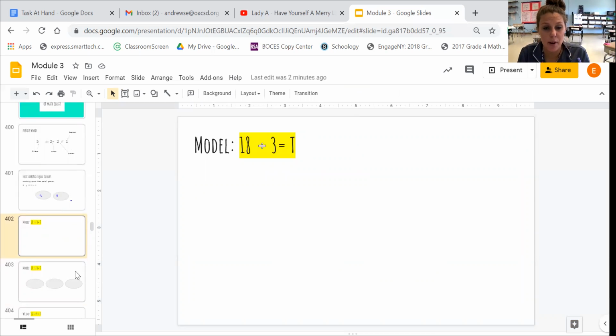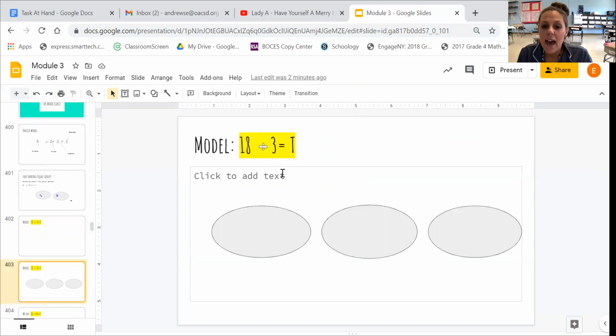So I like to think about food, right? So I have 18 cookies and I'm breaking it up into 3 groups. So I'm going to just take my pen here and I'm going to count to 18, doing that fair sharing. 1, 2, 3, 4, 5, 6, 7, 8, 9, 10, 11, 12, 13, 14, 15, 16, 17, 18.